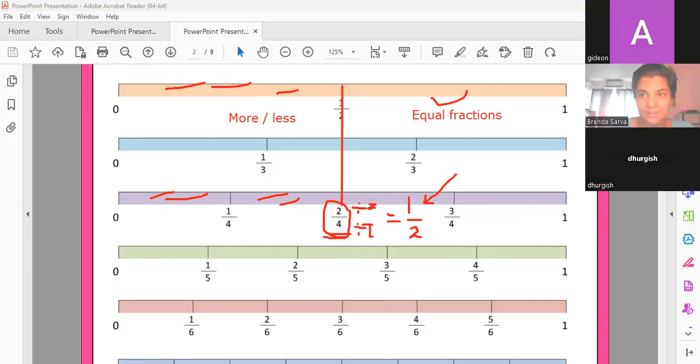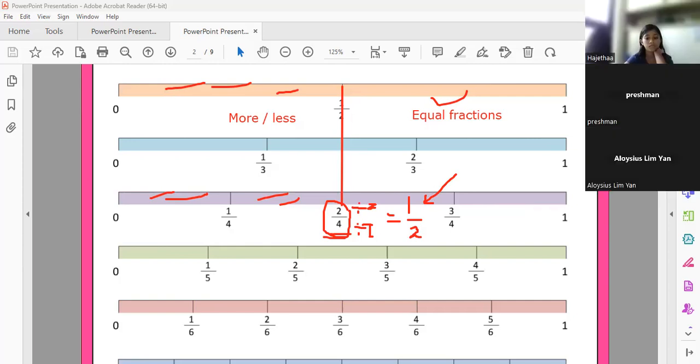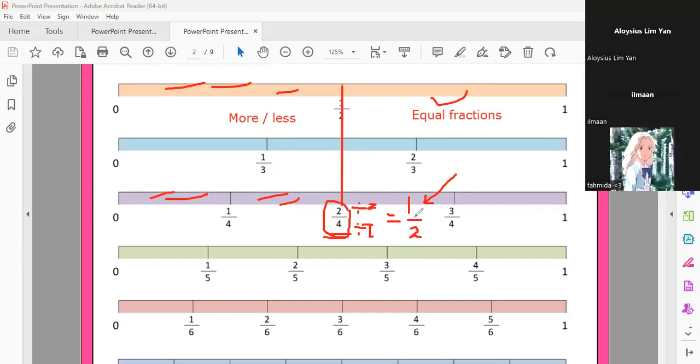Do you understand this? Can I have a thumbs up here? Durgesh, Preshman, Aloysius, everyone. Do you understand what I'm explaining here? Any fraction can be simplified, okay? Especially if they match. Okay, let's just look at another example.